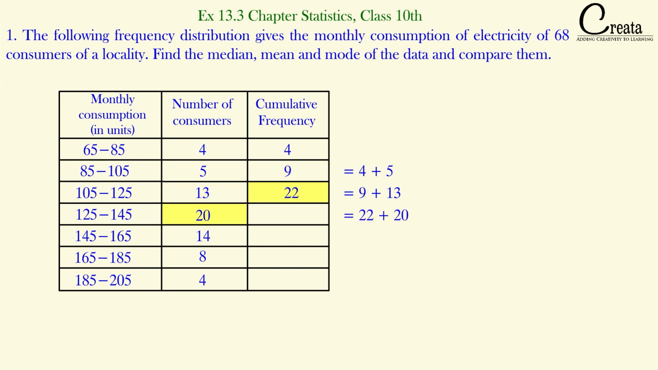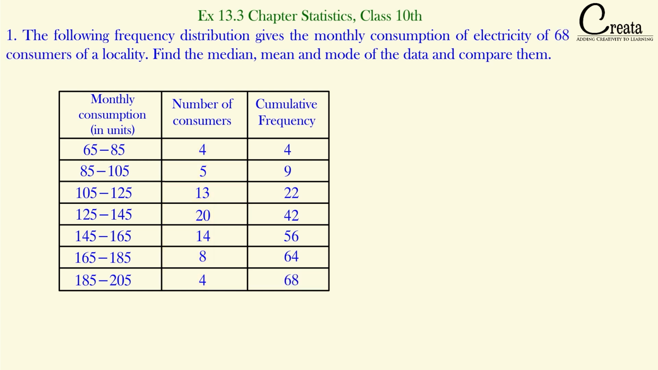Next, it will be 22 plus 20, that is 42. Further, 42 plus 14, it is 56. 56 plus 8, it is 64. And 64 plus 4, it is 68. We got the cumulative frequency of all the rows. Note that here it is 68. It means the addition of all the frequencies. If you add all the frequencies, all the consumers, it will come out to be 68. We can also refer to the question in which the data is given related to 68 consumers of a locality. This is a type of cross check. You can refer to the data in the question and match it with the end row of the column.